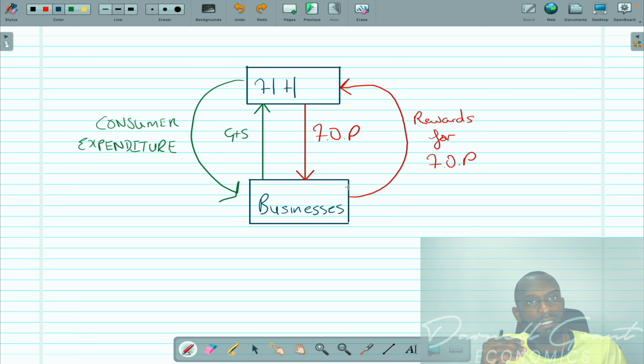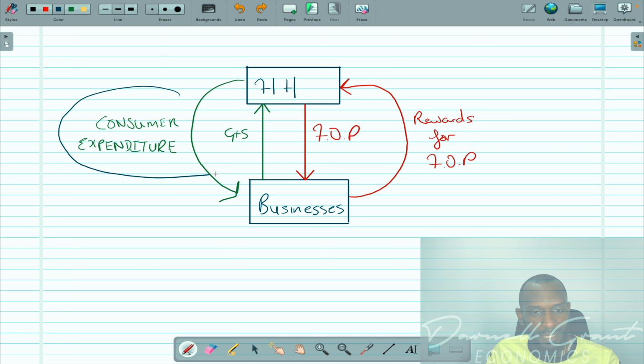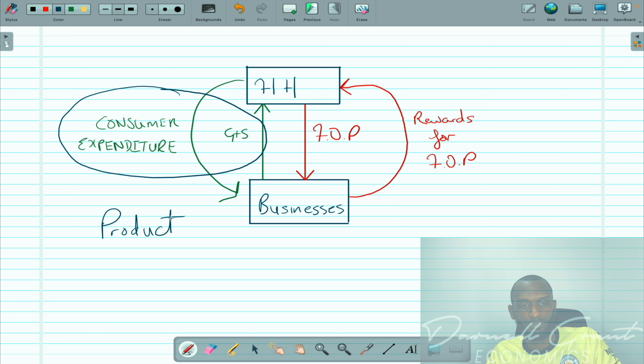So businesses send to the households goods and services because the households engage in consumer expenditure and pay for it. Now, the 2 ends of these transactions, consumers buying things and goods and services being sold to them, is what we call the product market. It's important to know that. We call it the product market.